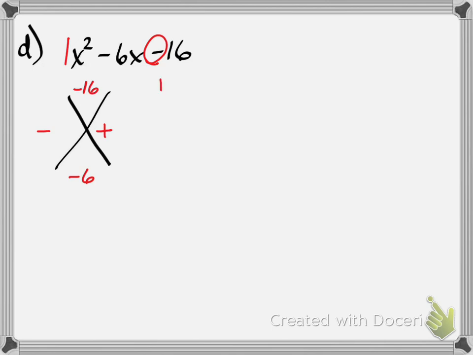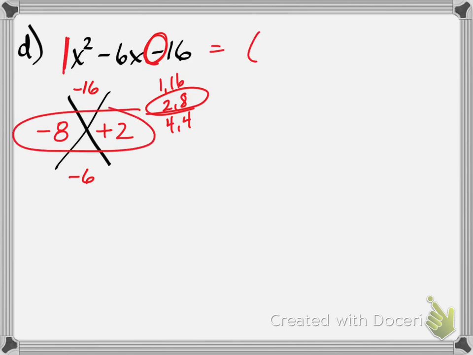So I want factors of 16 that subtract to negative 6. So these are the two that subtract and give me a 6. And if I want it to be a negative, I need the bigger number to be the negative. So negative 8 times 2 gives me negative 16, and negative 8 plus 2 gives me negative 6. And since A is a 1, these are my answers: x minus 8, x plus 2.